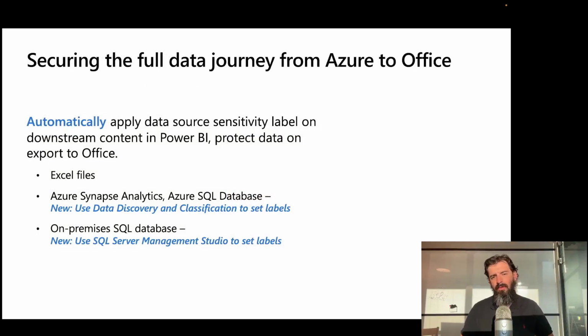The fact that we are part of Microsoft and integrated with information protection enables us to provide you with unique end-to-end information protection capability as your data travels from Azure through Power BI and to Office. Power BI can automatically identify the sensitivity level on data sources, which are Excel, Synapse Analytics, Azure SQL database, and on-prem SQL servers. Once this sensitivity level is identified, Power BI automatically applies it on the data in Power BI, including downstream reports and dashboards connected to this data in Power BI.